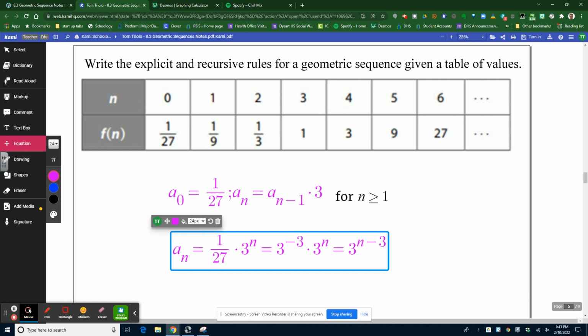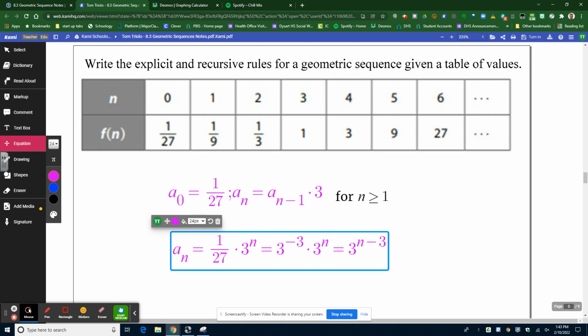Questions? Let's just do a quick check. I won't write this one down. We'll just see if this works. So for my 6th term, 6 minus 3 is 3. 3 to the 3rd power is 27. That works.